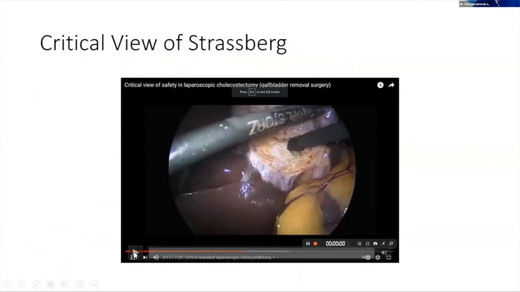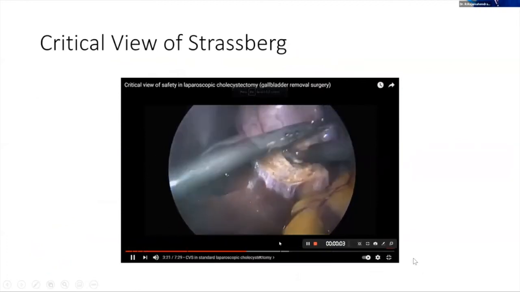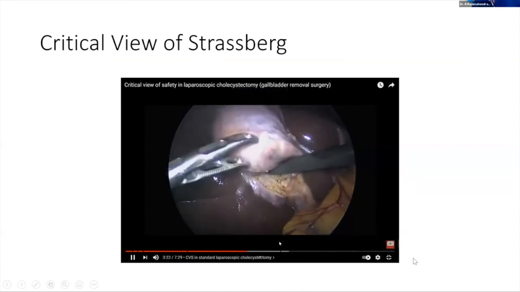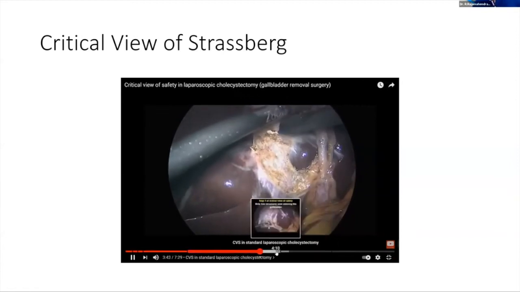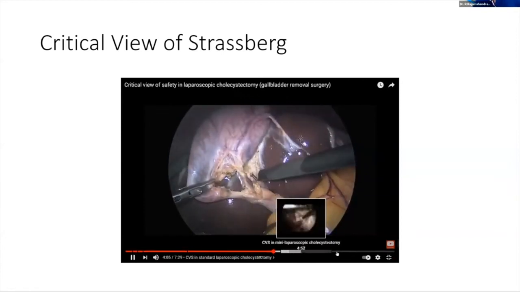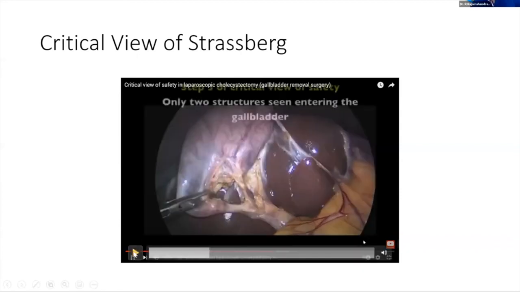So this is a video showing you the critical view of Strasbourg. In this video, you can see the critical view of Strasbourg shown. This is how I am seeing with a 30-degree camera from inferiorly. See, this is the anterior view. The Lord Ganesha sign you are seeing now. You can see it looks like an elephant. This anatomy has an elephant-like appearance known as the Lord Ganesha sign.